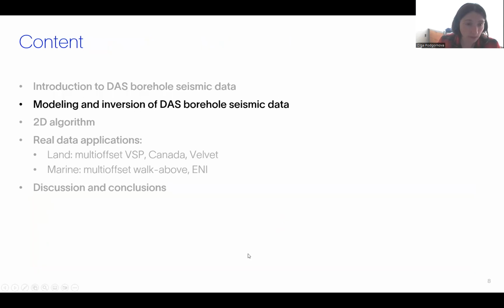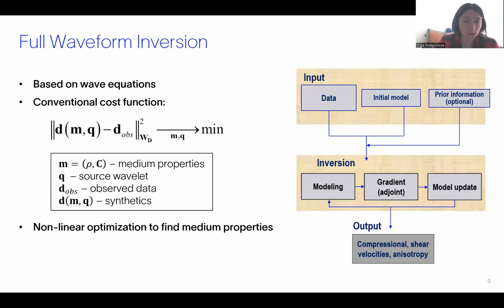Okay, and let's go to the algorithm. So first, what is full waveform inversion in general? We have an input, which is data, an initial model, and any prior information which we would like to use. Then we would like to invert the data, meaning that we would like to fit the observed data with the synthetic data.